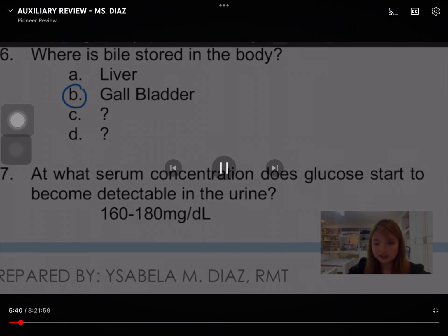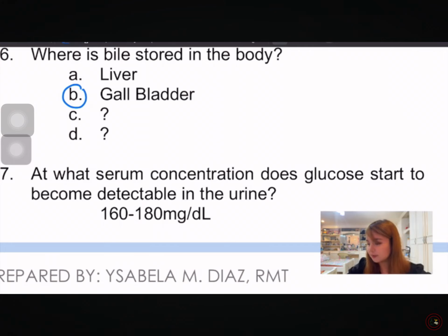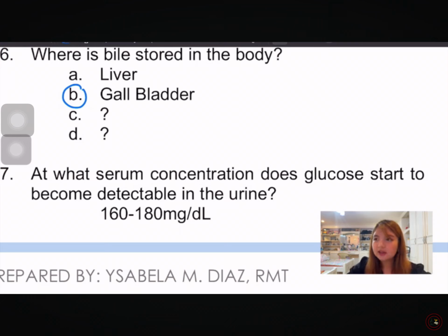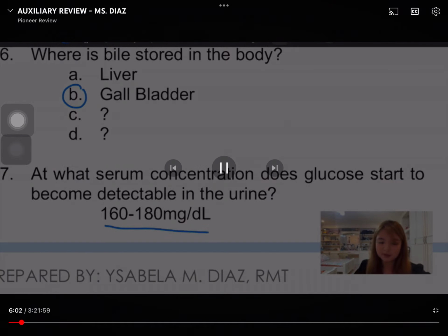So, the answer here is 160 to 180 milligrams per deciliter. Any number na within this range, I'm pretty sure nung boards namin, this was the first question, first exam, first day. And ang lumitaw lang is, I believe, 170 or 180, if I'm not mistaken. Pero any number within that range is the correct answer. So, wag niyong kakalimutan yan, guys. And inuulit-ulit din naman nila sa atin yun, sa Pioneer or sa review center natin.